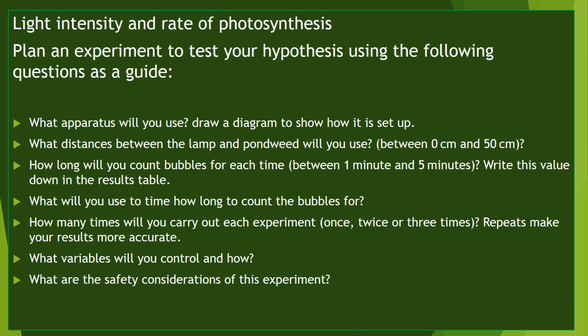Now, counting bubbles for each period of time. You might decide that you want to count how many bubbles for 30 seconds and then double it to calculate the number of bubbles per minute. You may decide that you're going to count the bubbles for a whole minute. You're going to need to decide on a method and record this in a table.